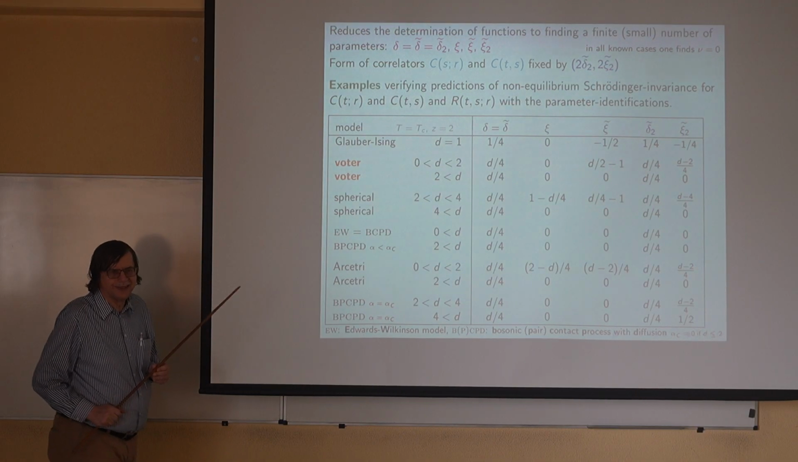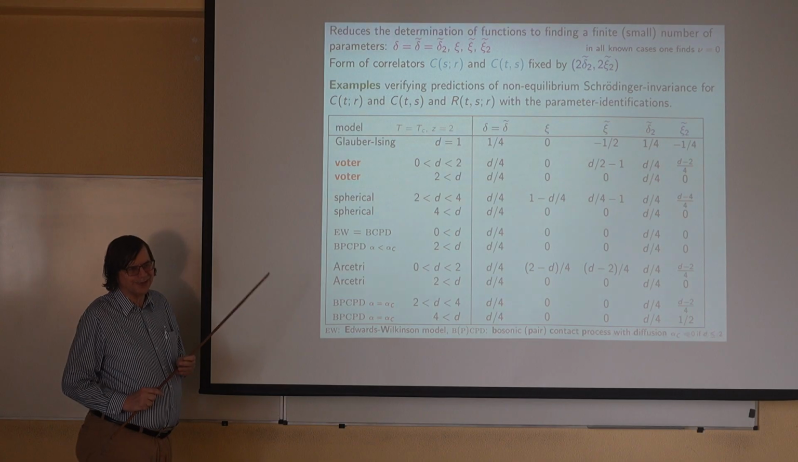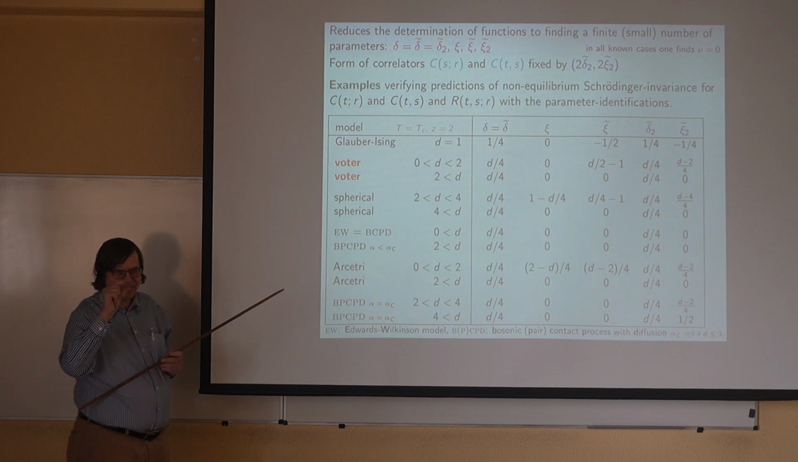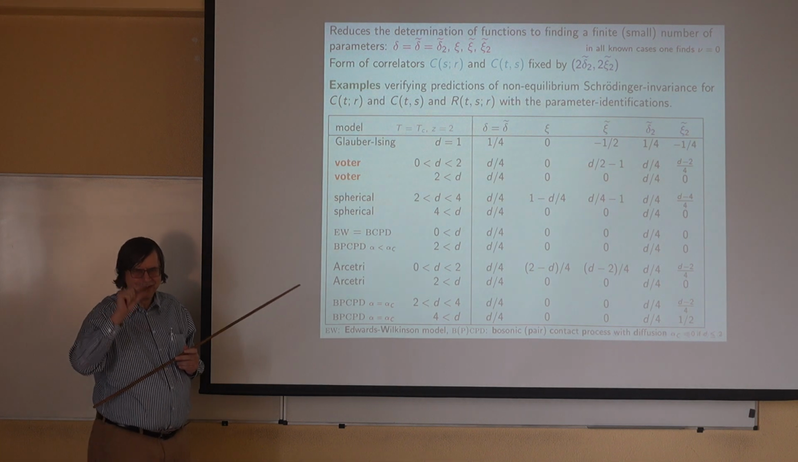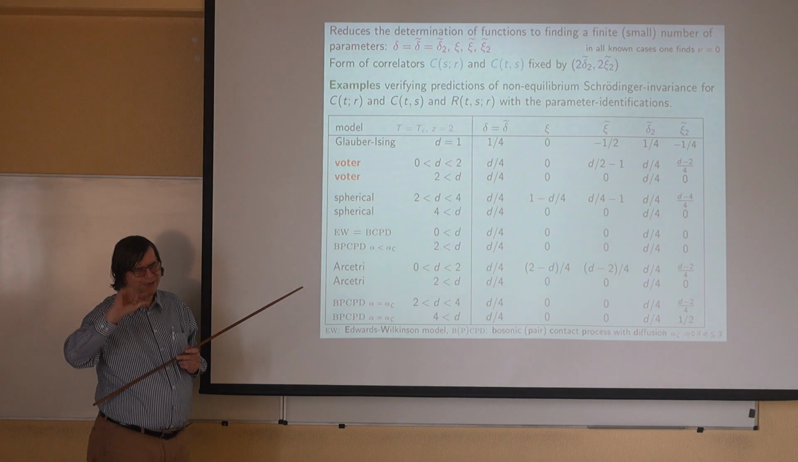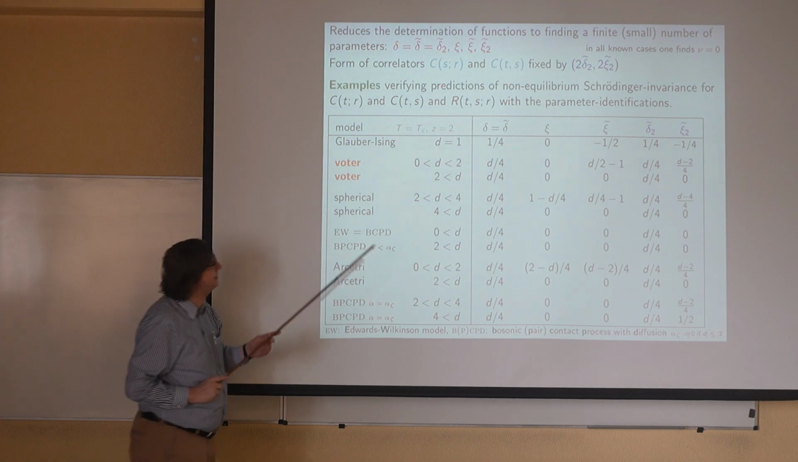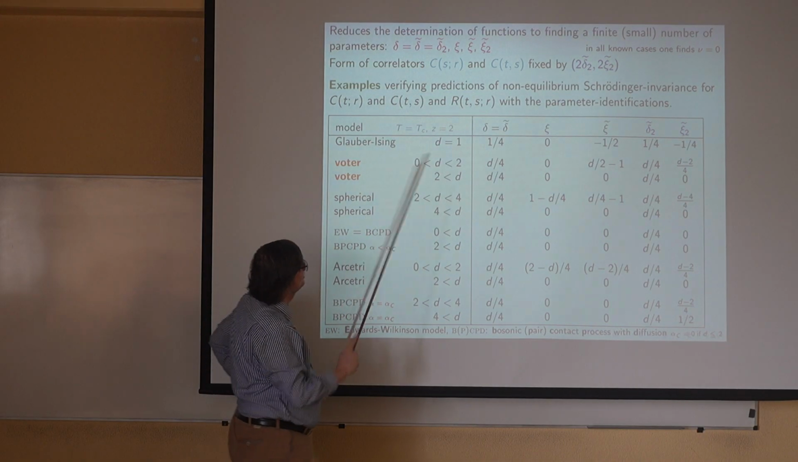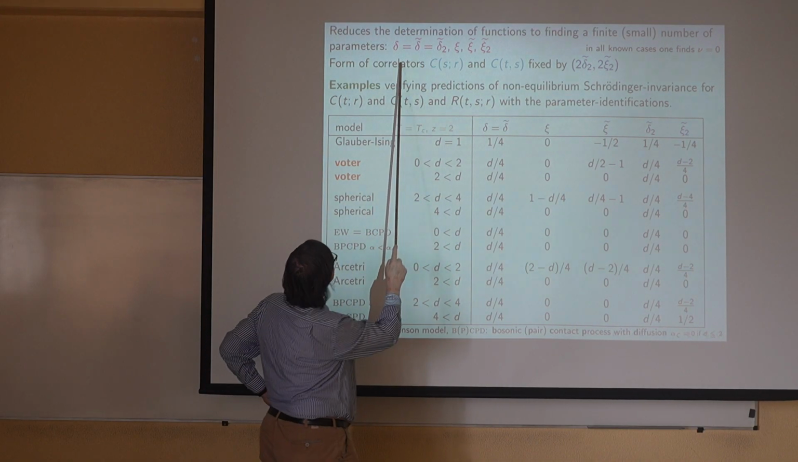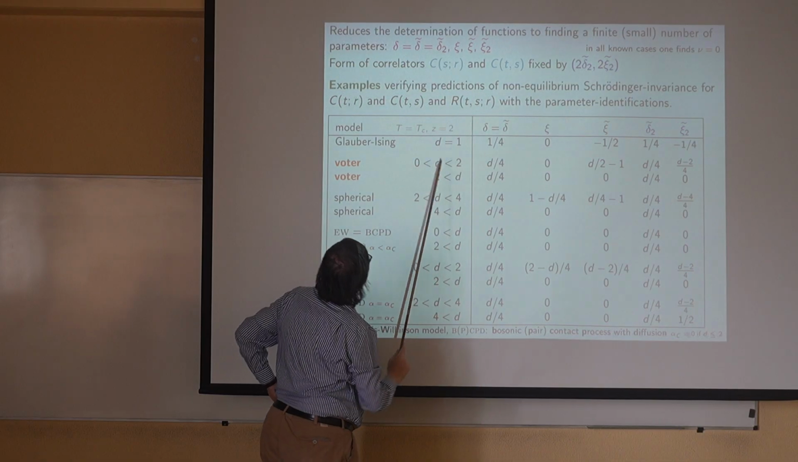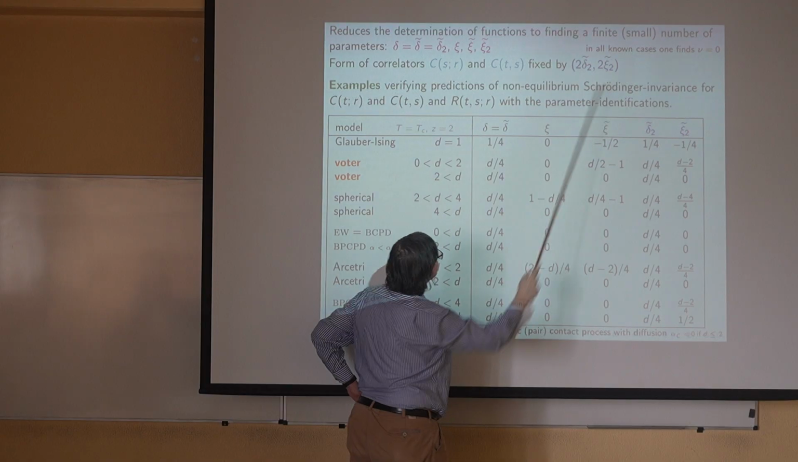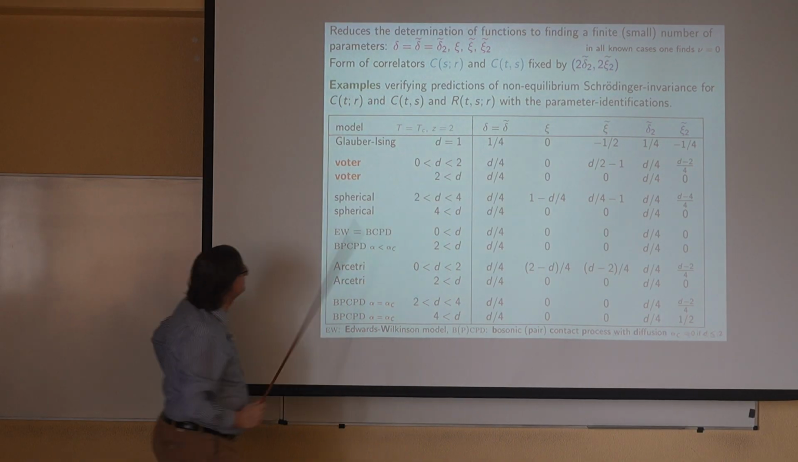And now finally, I give you a list of models where these predictions can actually be checked and the various exponents we expected. That means we do it similarly for the single-time correlator, for the two-time correlator, and for the two-time response. So we have just a very few parameters to describe all of them. So delta and the various sizes. So the form of the last two is just given by these two parameters, and here's the list.